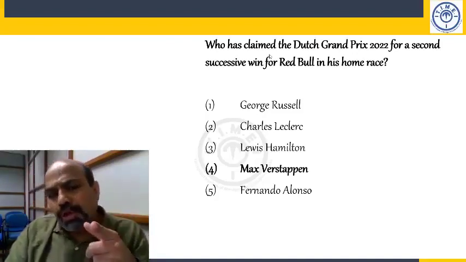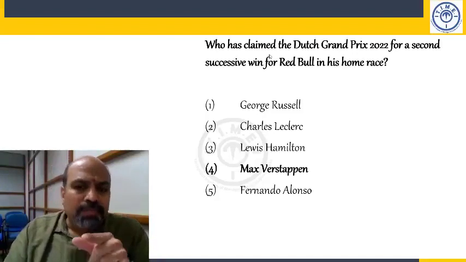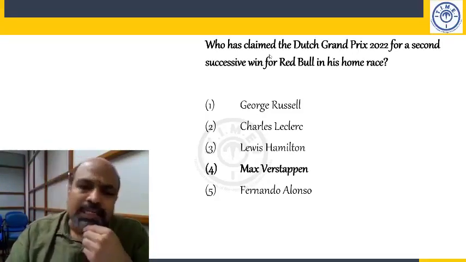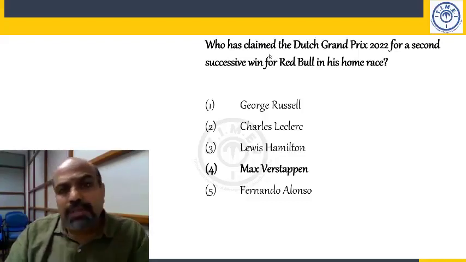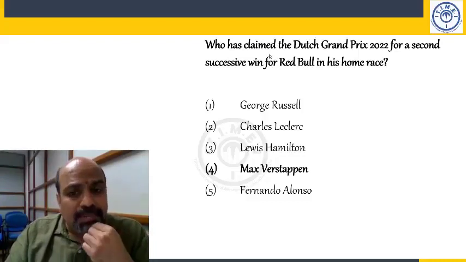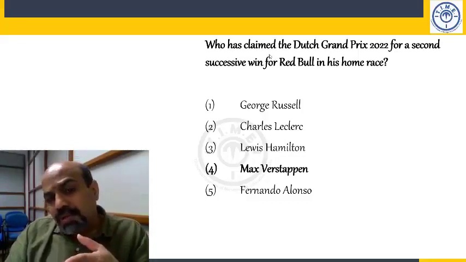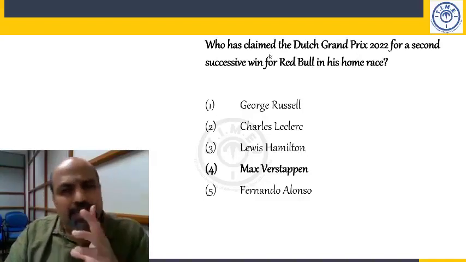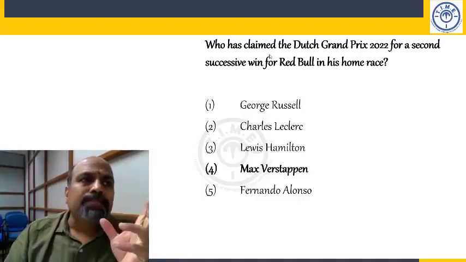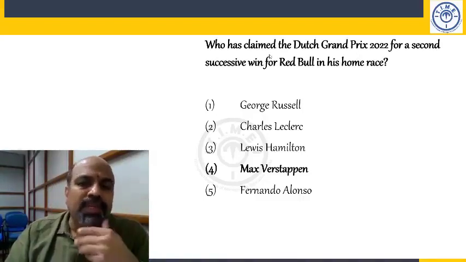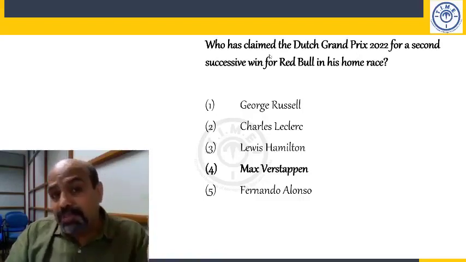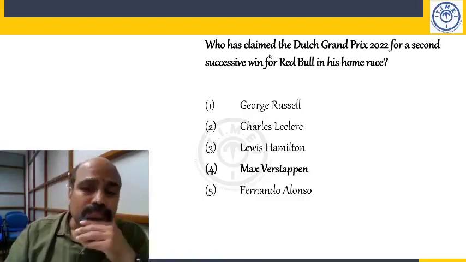Look at choice 1, George Russell. He finished second. He belongs to Britain, and he drives for Mercedes. In third place was Charles Leclerc. Charles Leclerc belongs to the tiny country of Monaco, M-O-N-A-C-O, and he races for Ferrari. So all the top 3 race for 3 different teams, and they belong to 3 different countries.